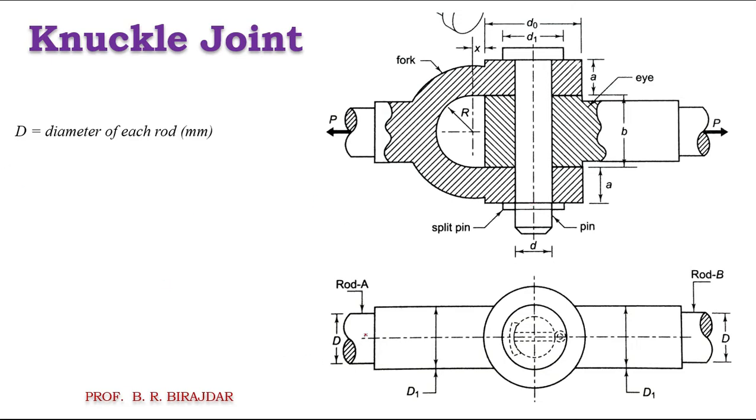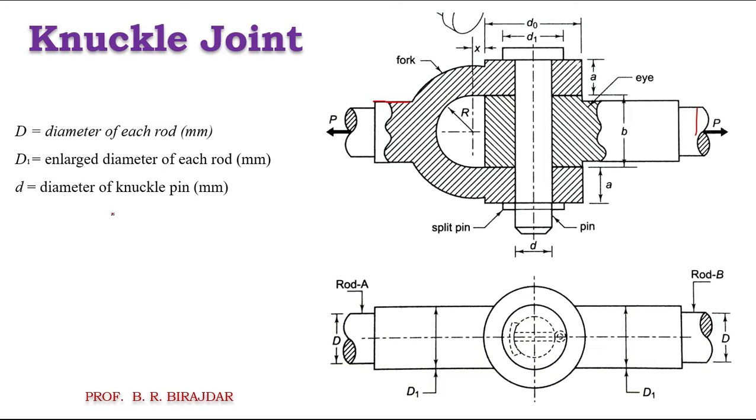Capital D is the diameter of the rod, either at the fork end or at the eye end. D1 is the enlarged diameter of each rod. So this portion is the enlarged diameter. Here in the top view you can see this is D1, for both the fork end and the eye end.